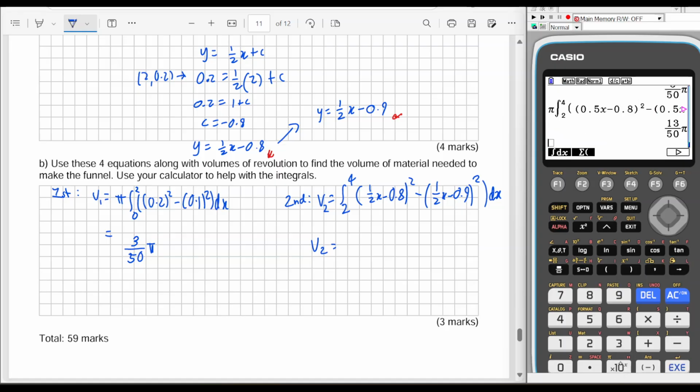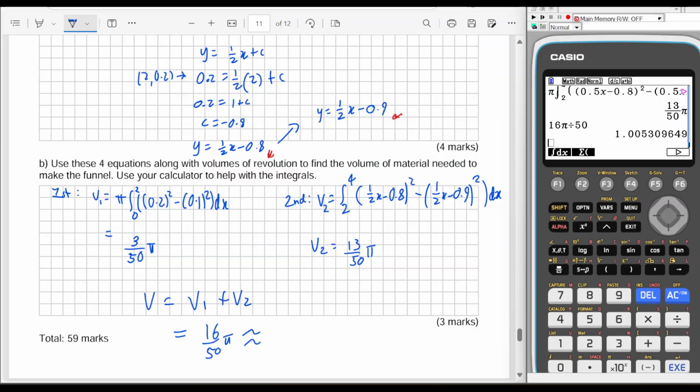All right, 13 over 50 pi. So volume is volume 1 plus volume 2, which is 16 over 50 pi, which roughly equals, so 16 pi over 50 should be 1.01. And that's the test done.